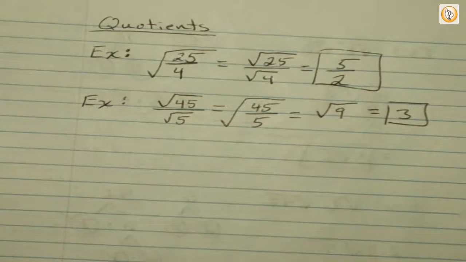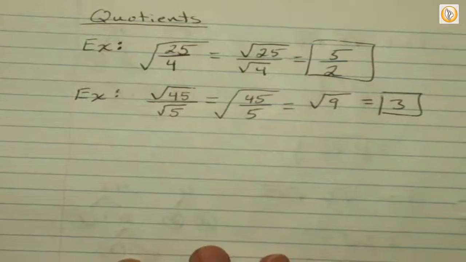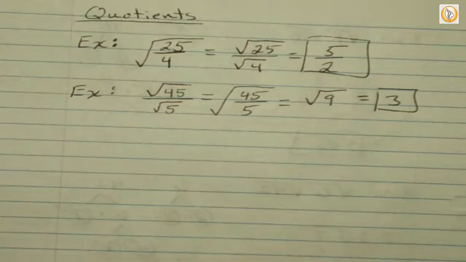So the division one is a little bit different than multiplying because you've got to play with it a little bit. You've got to sit back and look at it and say, okay, which ones are perfect squares? What do I need to do? Y'all see that? All right, let's do some more.